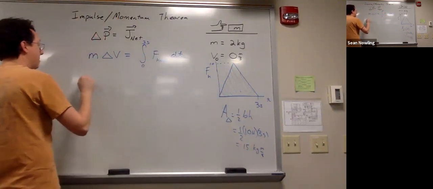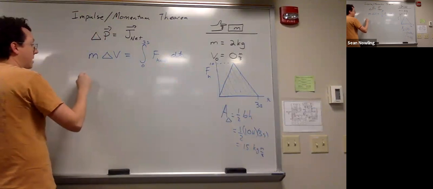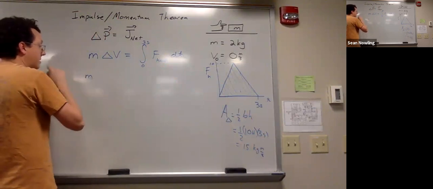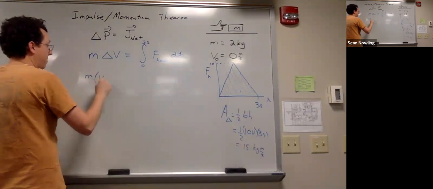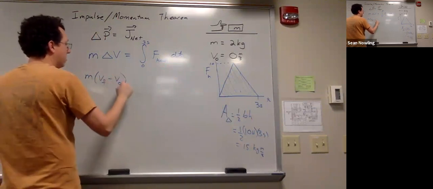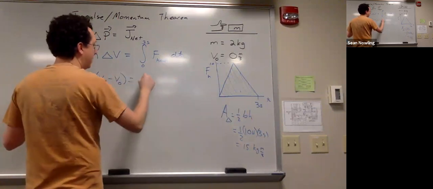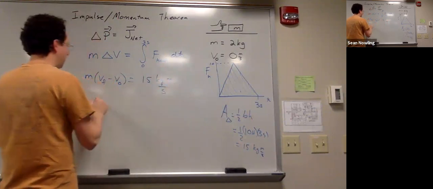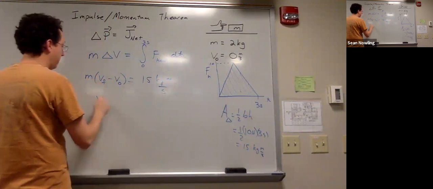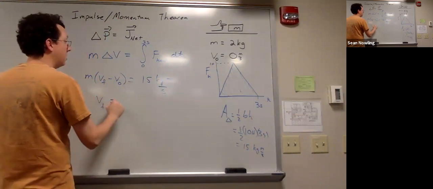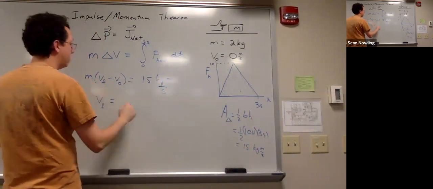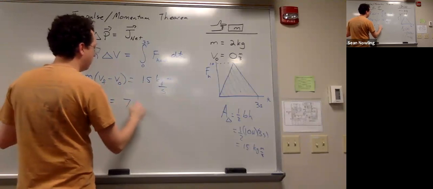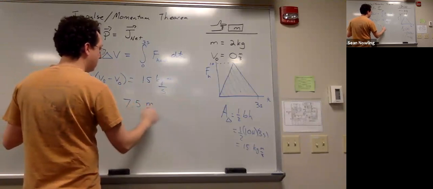Okay, so we can go back and evaluate our formula, and we would say the mass times V final minus V initial equals 15 kilogram meter per second. And then I can rearrange this and solve for V final equals, it's going to be 15 divided by 2, it's going to be 7.5 meters per second.